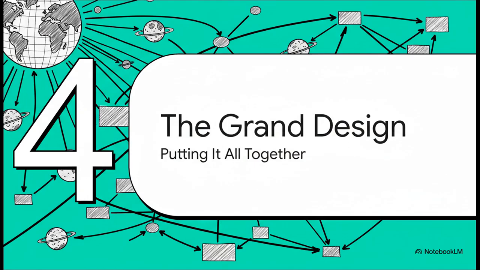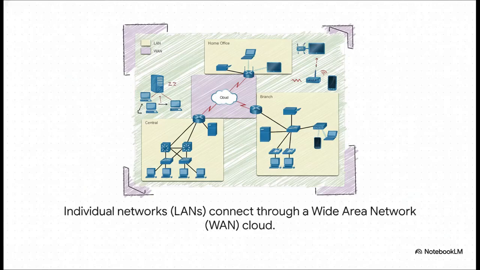So, we've seen all the individual pieces. What happens when you put it all together? What does it look like when you zoom way, way out and see millions of these networks all connected on a global scale? Well, you get a structure that looks a little something like this. You have your central office LAN, you've got a smaller branch office LAN, and maybe even a single home office LAN. They're all their own little networks, but they're all connected together through that cloud of the wide area network.